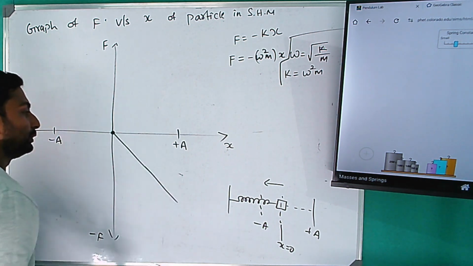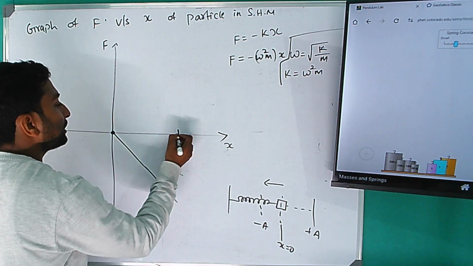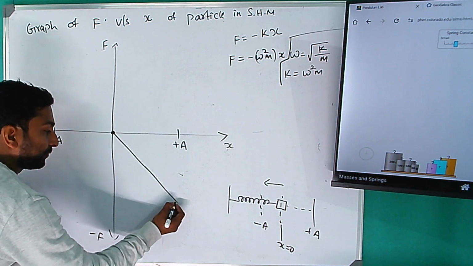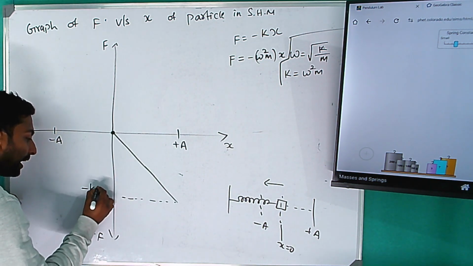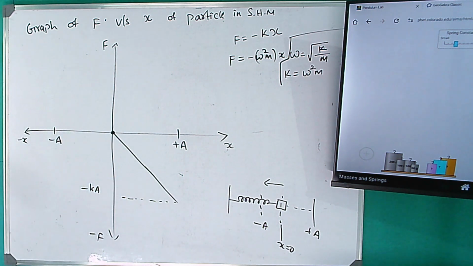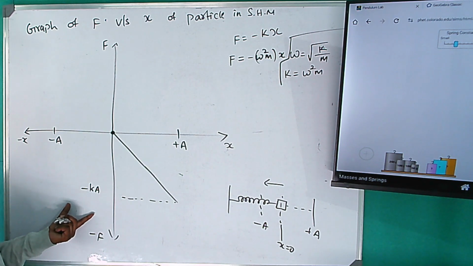It goes up to the particle position plus a, and the force comes up to minus ka. This is the maximum force acting on the particle in the opposite direction.